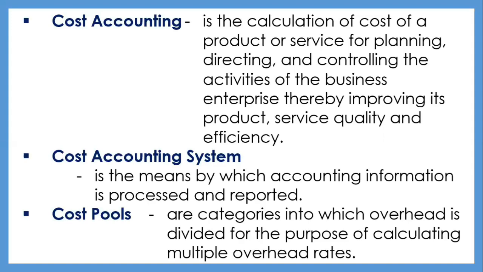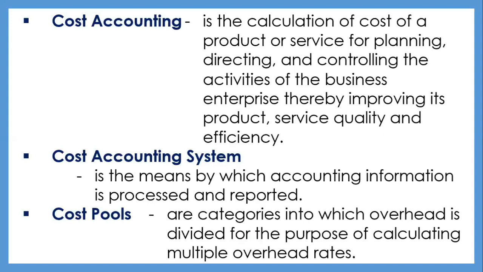And next, we have cost pools. According to the author of our book, cost pools are defined as categories into which overhead is divided for the purpose of calculating multiple overhead rates. Now, what do we mean by this? If we say cost pool, it is a grouping of individual costs, typically by department or service center. Cost allocations are then made from the cost pool. For example, the cost of the maintenance department is accumulated in a cost pool and then allocated to those departments using its services.